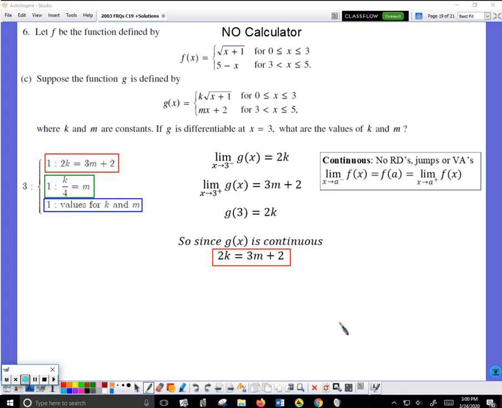Same FRQ, now we do part C. They say suppose the function g is given by this, where k and m are constants. If g is differentiable, what are the values of k and m? As we've said all year, I should not pay attention to k and m. I should pay attention to other clues.